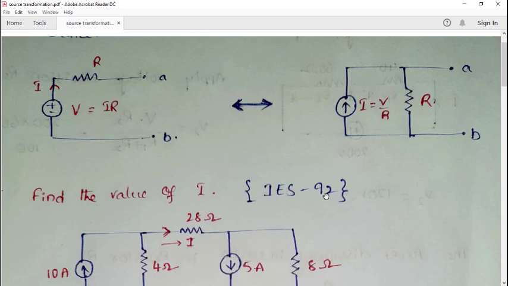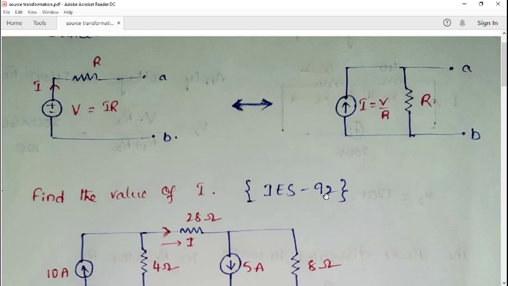In the previous video, we discussed two most important problem solving techniques. Those two are current division rule and voltage division rule. And in this video we will discuss one more simplification technique, that is source transformation, which eliminates extra nodes present in the network.